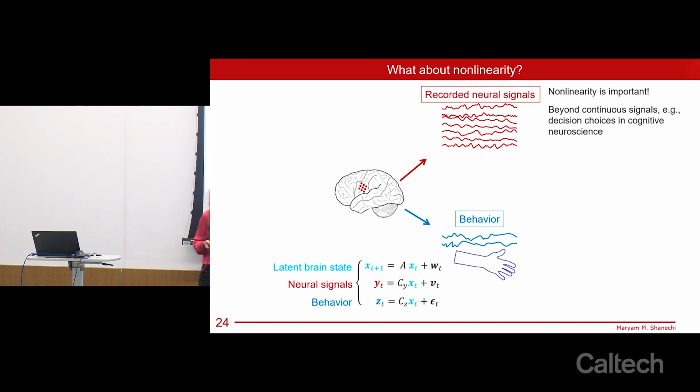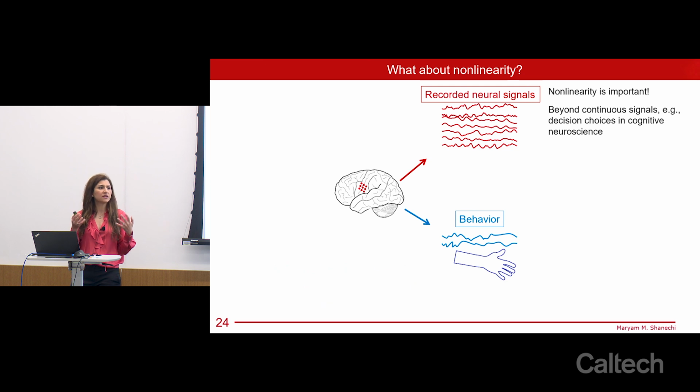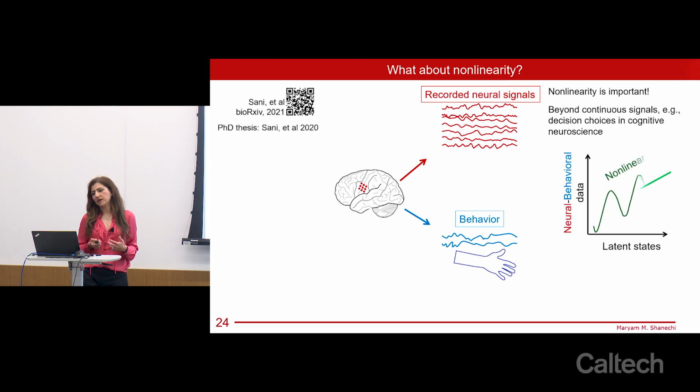So if you have a categorical behavior, let's say decision choices, or you have intermittent behavior measurements, you can't apply it. So that was the motivation to develop a nonlinear dynamical model for neural and behavioral data to take into account nonlinearities and diverse behavioral distributions.